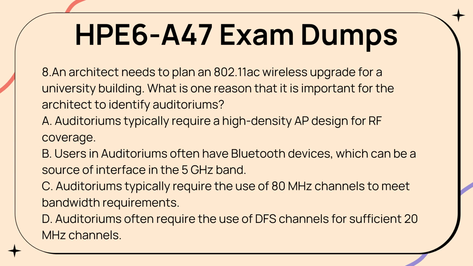8. An architect needs to plan an 802.11 AC wireless upgrade for a university building. What is one reason that it is important for the architect to identify auditoriums? A. Auditoriums typically require a high-density AP design for RF coverage. B. Users in auditoriums often have Bluetooth devices, which can be a source of interference in the 5 GHz band. C. Auditoriums typically require the use of 80 MHz channels to meet bandwidth requirements. D. Auditoriums often require the use of DFS channels for sufficient 20 MHz channels.